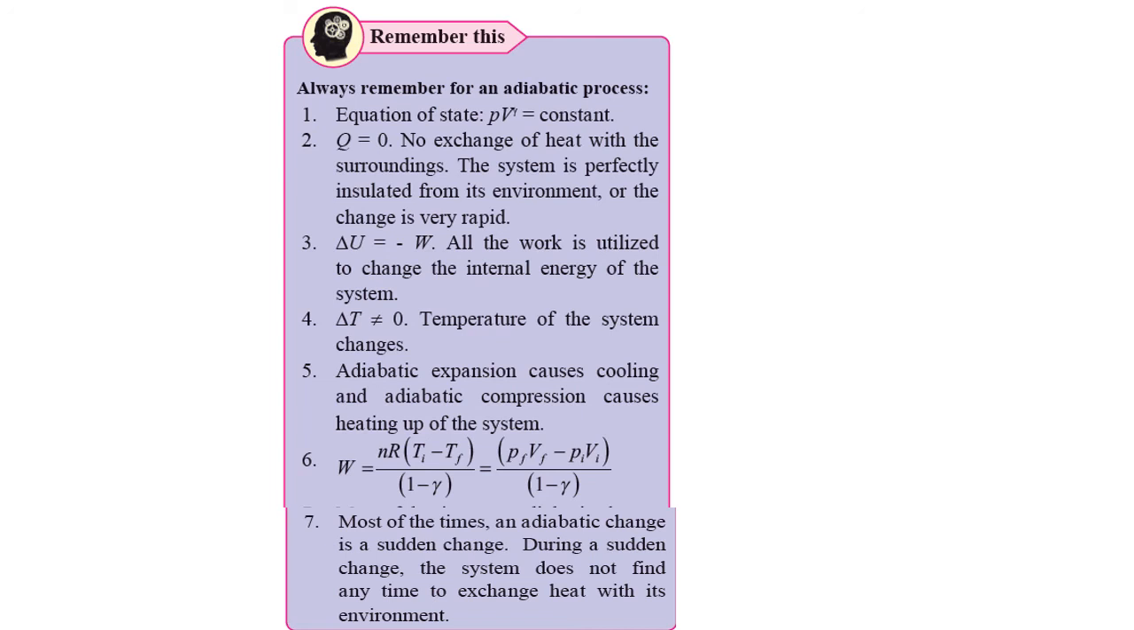The work done in adiabatic process in terms of the temperature can be written as W is equal to nR Ti minus Tf upon 1 minus gamma, which is equal to Pf Vf minus Pi Vi upon 1 minus gamma. Remember, this value of gamma can be substituted as a ratio of Cp by Cv by taking into consideration whether the gas is monoatomic, diatomic, polyatomic, etc. Most of the times, an adiabatic change is a sudden change. During a sudden change, the system does not find any time to exchange heat with its environment.